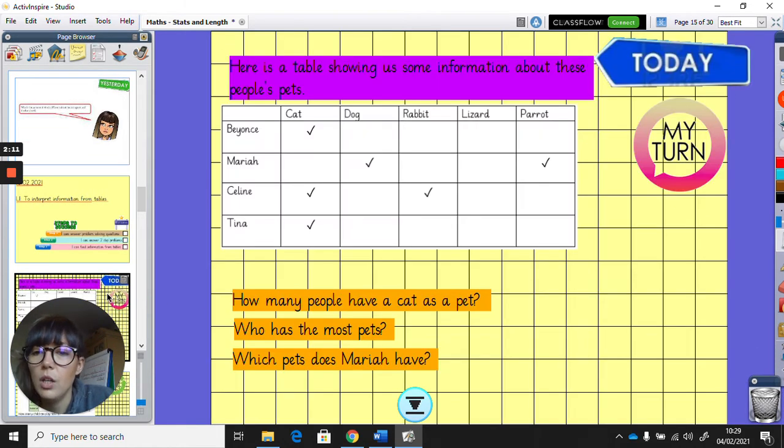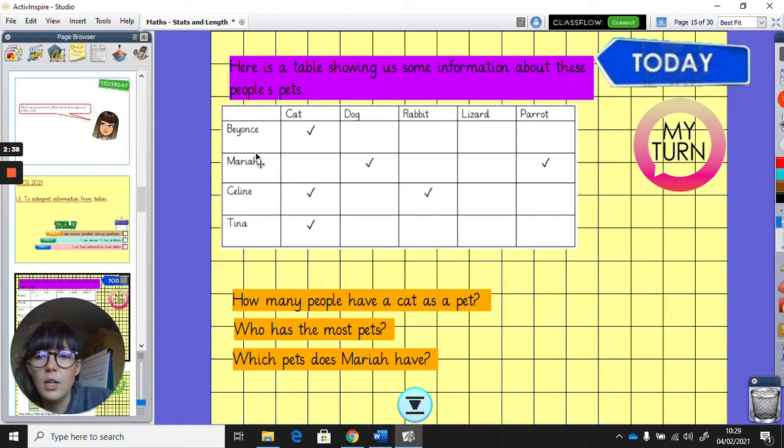So, today, here is a table showing us some information about these people's pets. Okay, so I want you to have a look. This is a table, okay? Across the top, we've got some different pets, and down the side, we have got some different people's names. Okay. So if there's a tick in the box, that means that person has got that animal.